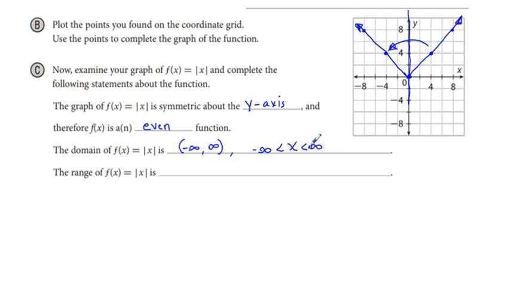And you can even see this as set notation. There are different ways to write set notation. One way is: x such that x is greater than negative infinity and less than infinity.